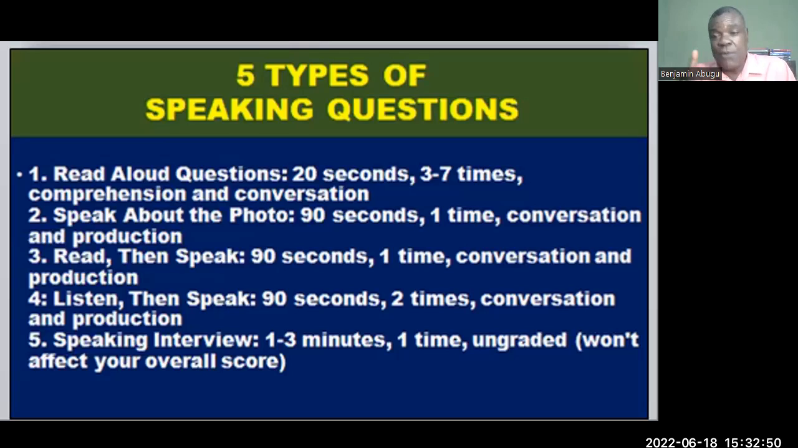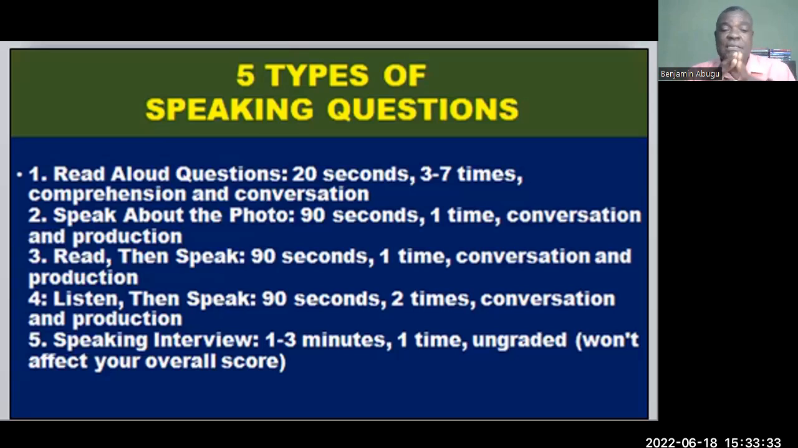Then question type number 4 is listen, then speak. It is similar to read, then speak. The difference is that you are given an oral or audio prompt, all right? Instead of the written question appearing on the screen, you listen to it and then you speak in response to what you hear. So listen, then speak. You are given 90 seconds to speak. And then this type of question occurs usually 2 times in the entire test, and it is meant to test your conversation and production skills.